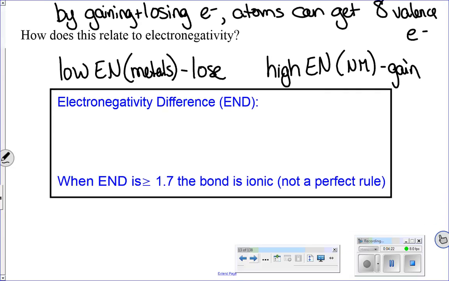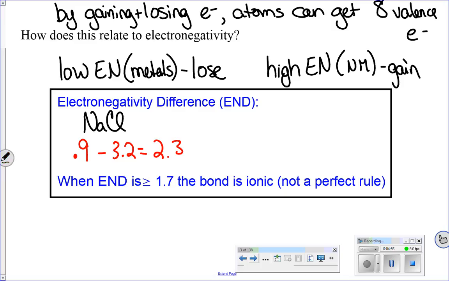Another thing that's going to be really helpful in this unit is looking at something called the electronegativity difference. So if we compare 2 pretty simple bonds here. The bond in NaCl, which is an ionic compound. Na's electronegativity is 0.9 and Cl's is 3.2. If we subtract these 2 and calculate the electronegativity difference, which is really an absolute value kind of thing, they have a difference between them of 2.3. That's a pretty big difference when your whole scale is out of 4.